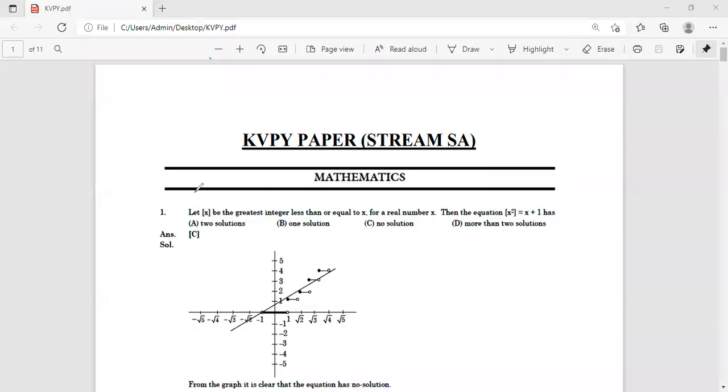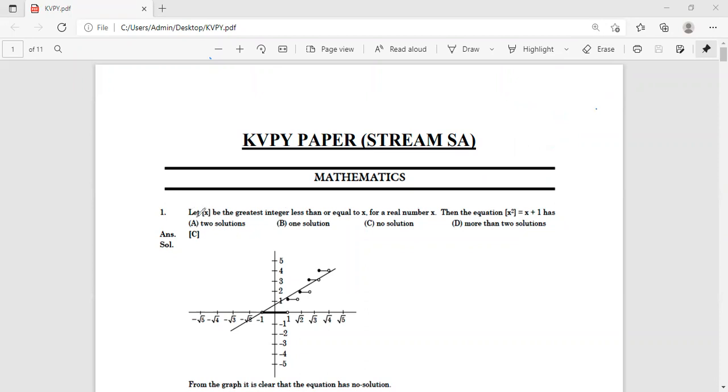So first question, this is the 2020 paper. The exam was held in January 2021. The exam was late last year because of Corona. So let us analyze this paper.